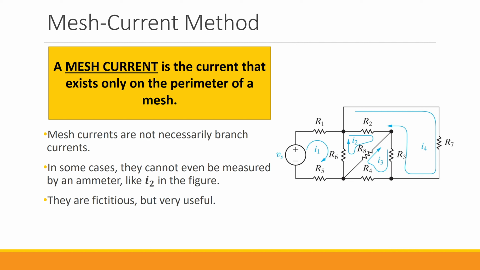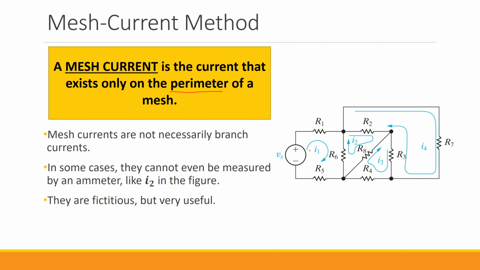So let's just repeat the definition again. A mesh current is the current that exists only on the perimeter of a mesh. So there is a fine distinction that we have made here. We don't say a mesh current is the current for all of the elements that exist in the mesh, but rather it is a current that you can say fictitiously exists for that specific mesh. So because of that, the mesh currents are not necessarily branch currents.